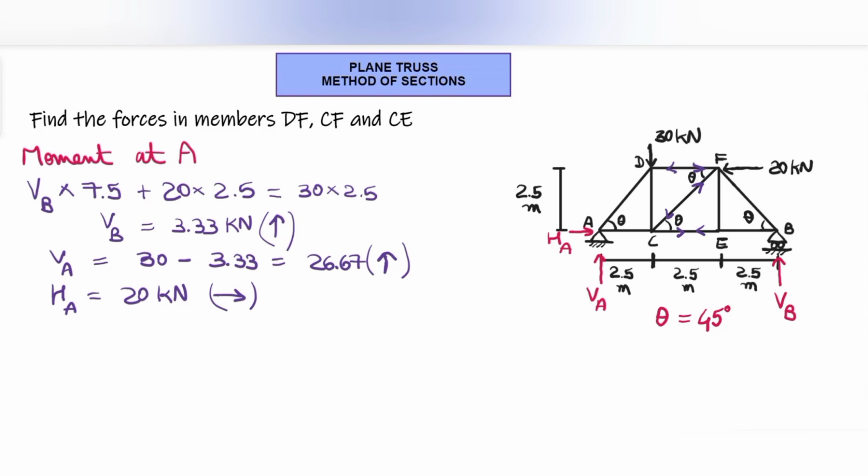Now, in order to perform the truss analysis using method of sections, we'll have to cut a section like this. This is my section 1-1.